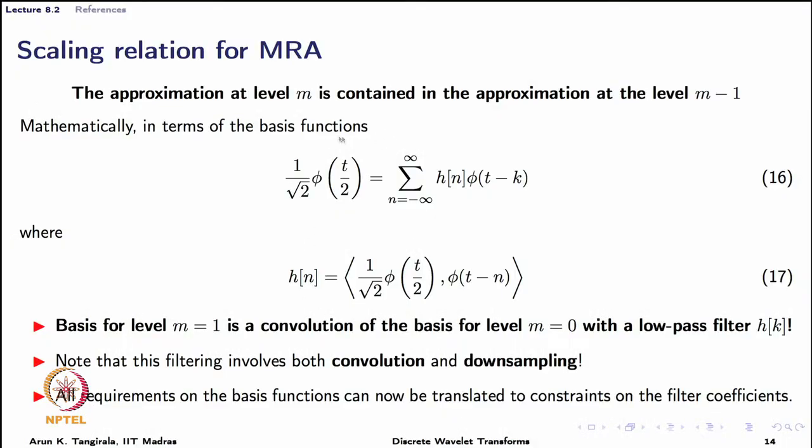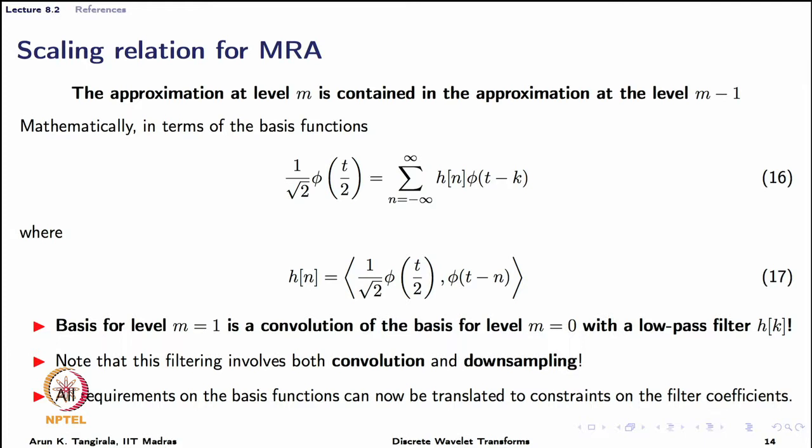The basic idea is again derived from the property of MRA. The approximation at level m is contained in the approximation at a finer level m minus 1. How do I construct the approximation at level m? By projecting the signal onto the basis functions that span level m. What are those basis functions? Those are phi m of t and its translates.